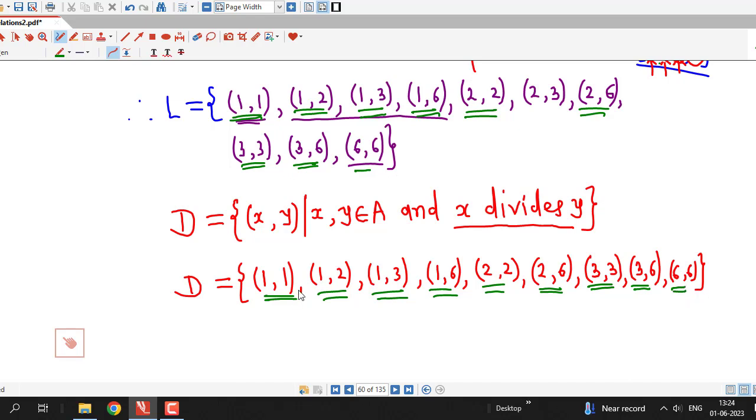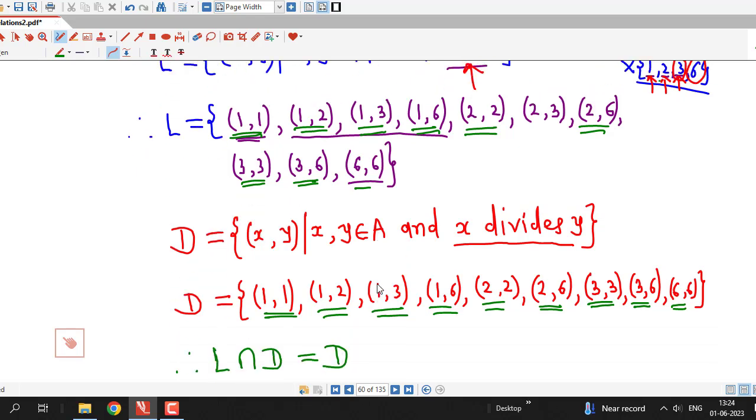So we can see all the elements of D are in L, or the members which are common to both the relations L and D are nothing but elements of D, or we can say that D is a subset of L. Therefore L intersection D is equal to relation D. Intersection of both the relations is relation D.